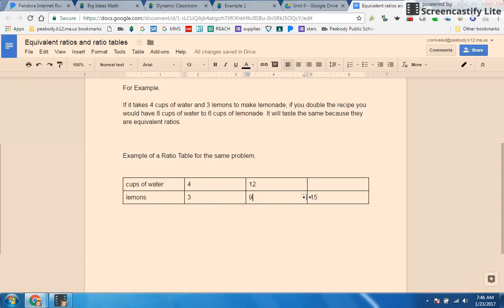If you wanted to figure out 15 lemons, how much water would you need? You take this 3, figure out what you would multiply to get 15, which is 5. So you would do 4 times 5, which is 20.